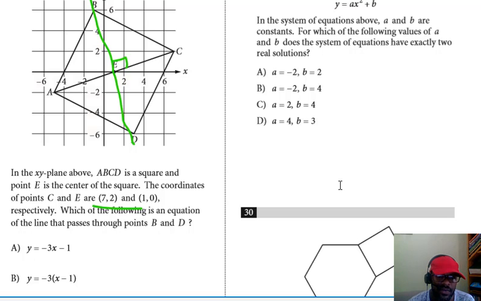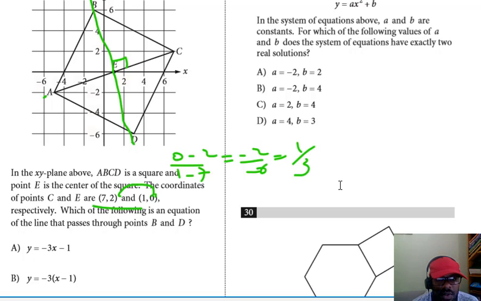But from the property of a square, the diagonals perpendicularly bisect each other. So if I get the slope of AC, let's find the slope. C is given. To find the slope: 0 minus 2 over 1 minus 7. This is minus 2 over minus 6, which is 1/3. So the slope of this line is 1/3. The slope of the perpendicular line is the negative reciprocal, which is minus 3. So the equation is y equals minus 3x.